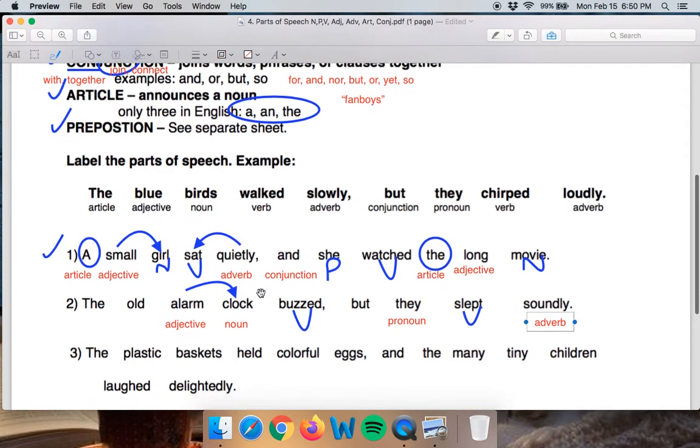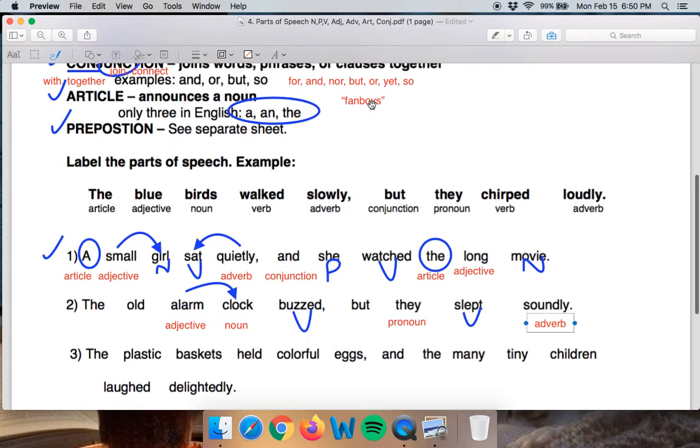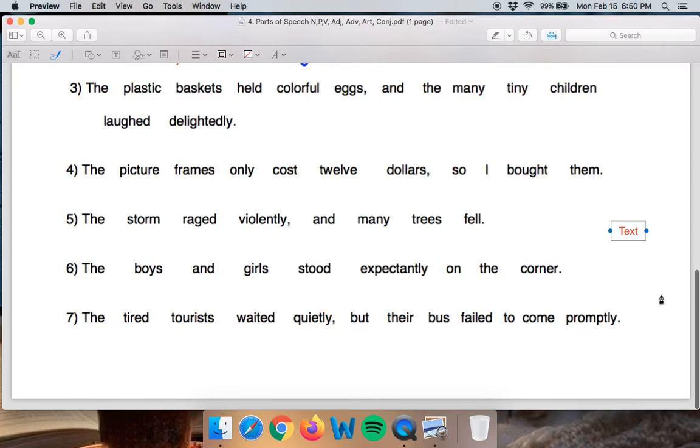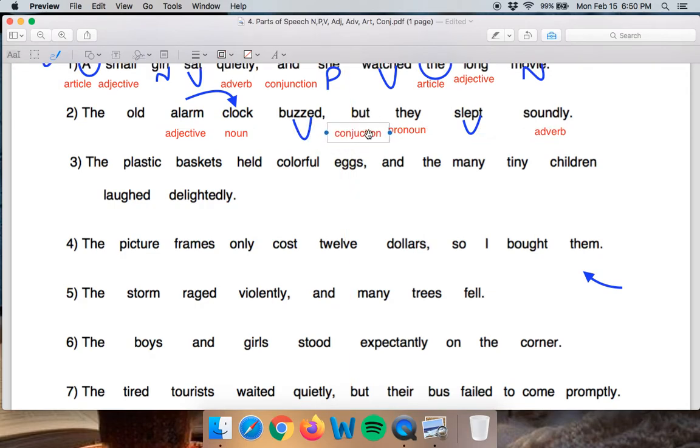Let's look for these last three. Any conjunctions, any fanboys in this sentence? For, and, nor, but, or, yet, or so? Yes, we have but. That's a conjunction, right? Let me write that in. There's a conjunction. Any articles? Here's an article. The. No A's or ands. Okay.